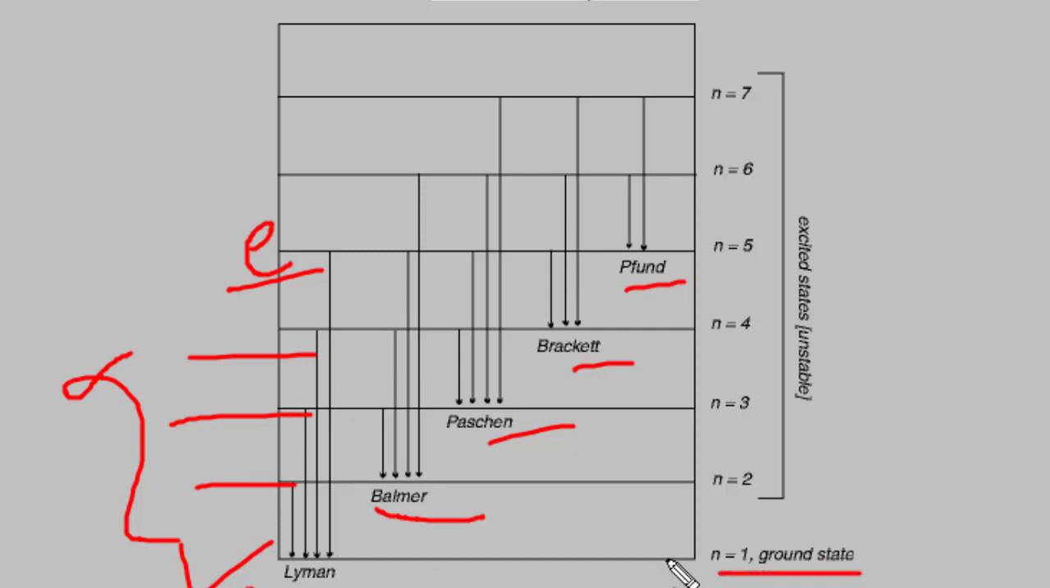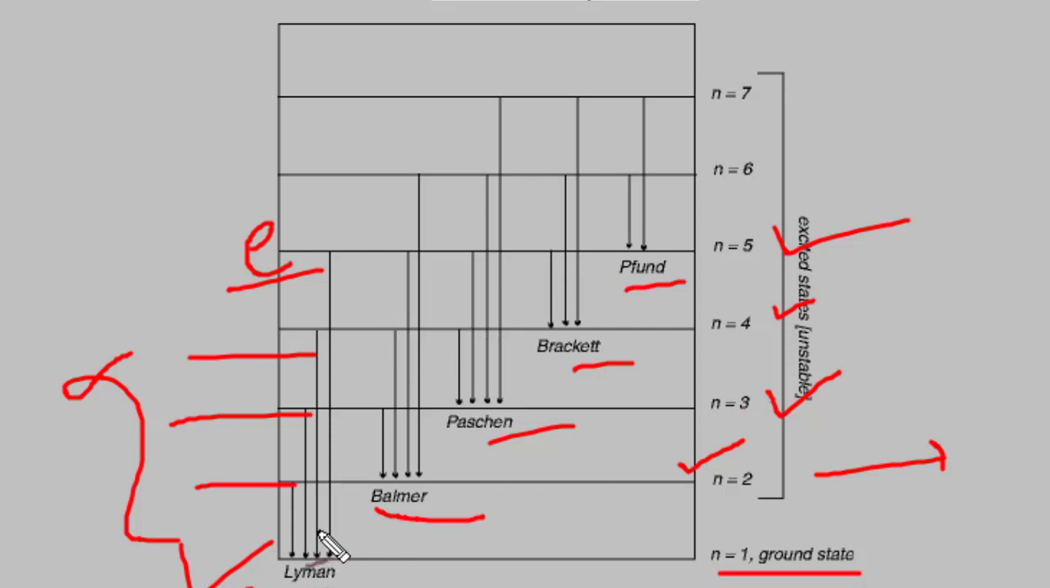For the Balmer series, you can see that the base state is energy level 2. What it means is that the electron is coming from the higher energy states into the energy state whose value is 2. Then there is Paschen with n is equal to 3, then Brackett with n is equal to 4, and Pfund with n is equal to 5.